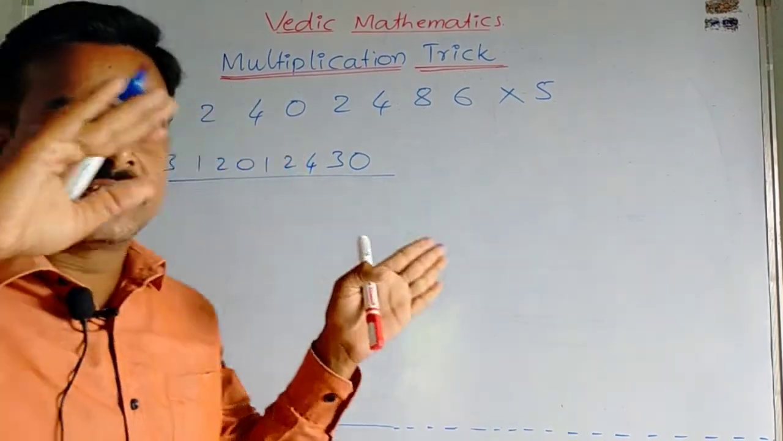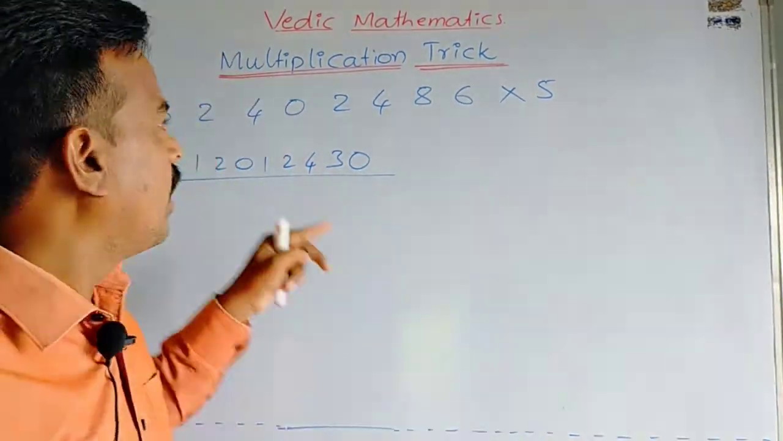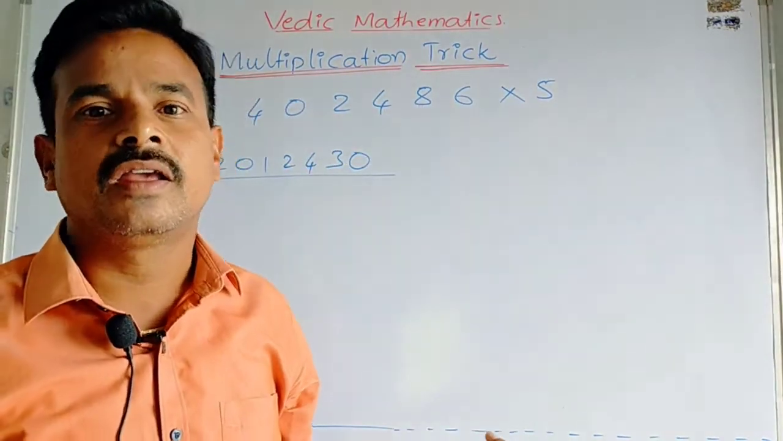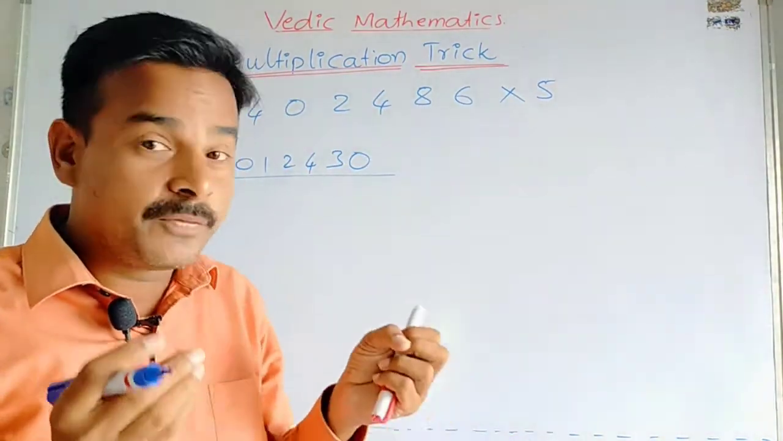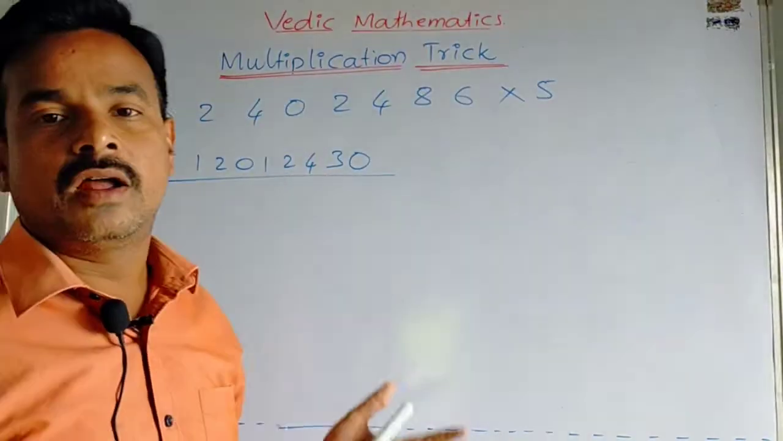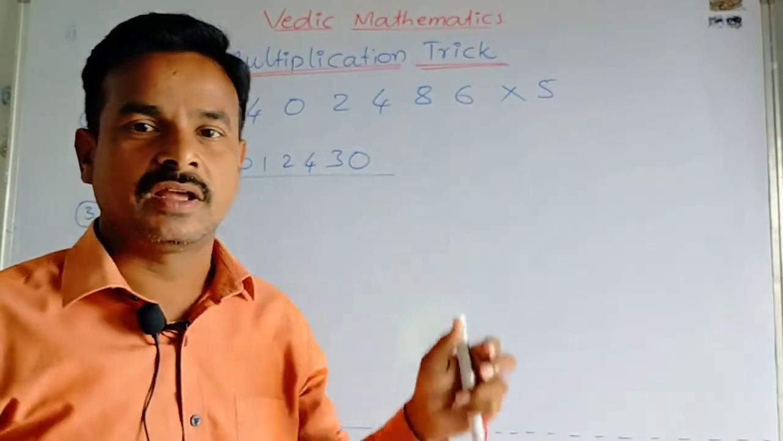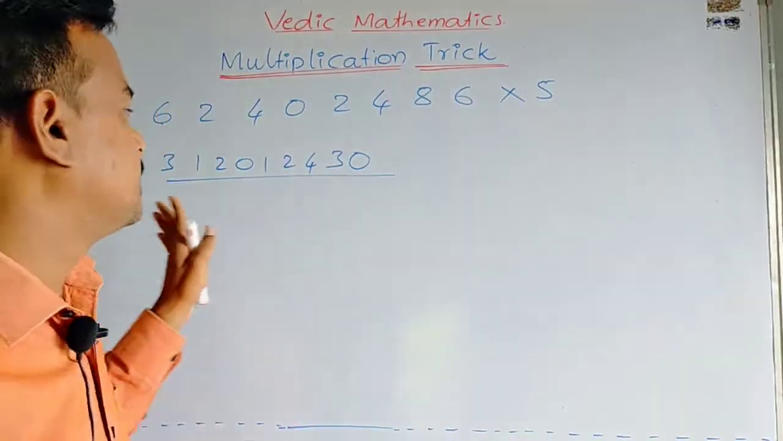You see, in the first example and the second example, all digits are even numbers, so we can find the half easily. If one or more digits are odd numbers, then how can we do it? I will explain that.